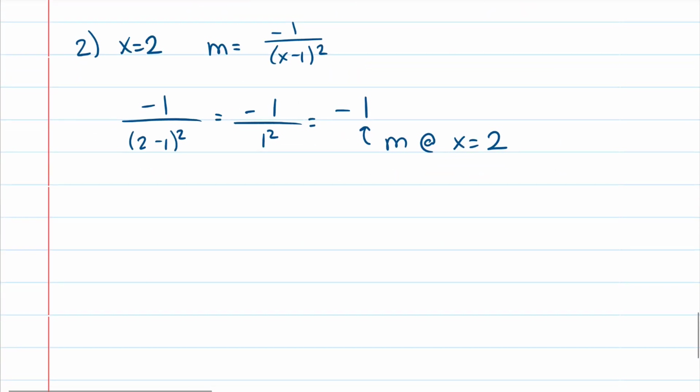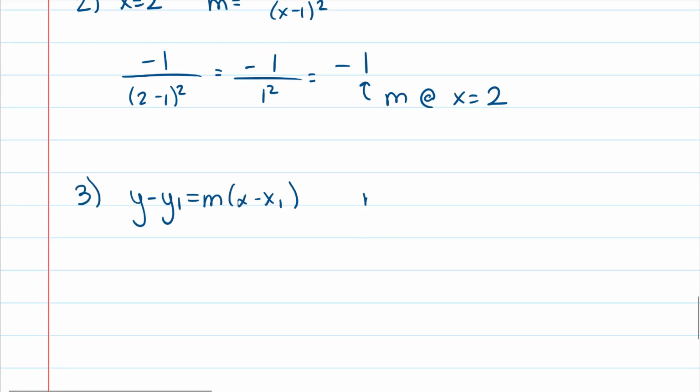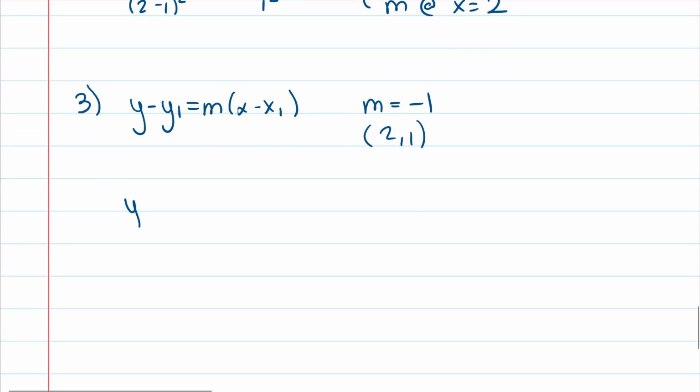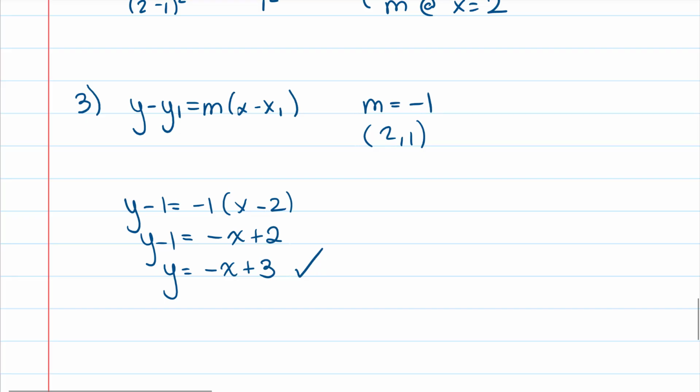And the very last step is to write the equation of the line. We're going to use our point-slope form. Here we have that the slope is equal to negative 1, and our point is (2, 1). So now all we have to do is plug everything in. And that gives us the equation of the tangent line at x equals 2 for the graph 1 divided by (x minus 1).